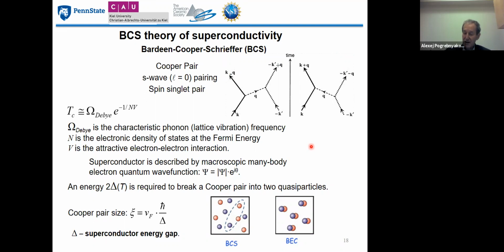High temperature superconductors that were discovered already over 30 years ago have much stronger interaction between the electrons, and this superconducting energy gap is much larger. So the Cooper pair size is much smaller, as shown on this cartoon. And up to now, there's no accepted theory of superconductivity in high temperature superconductors.